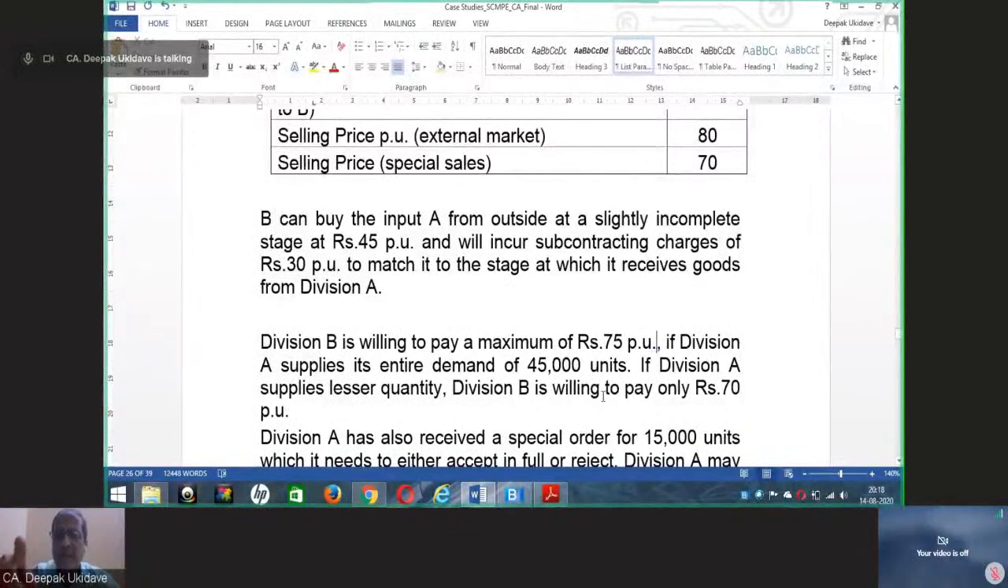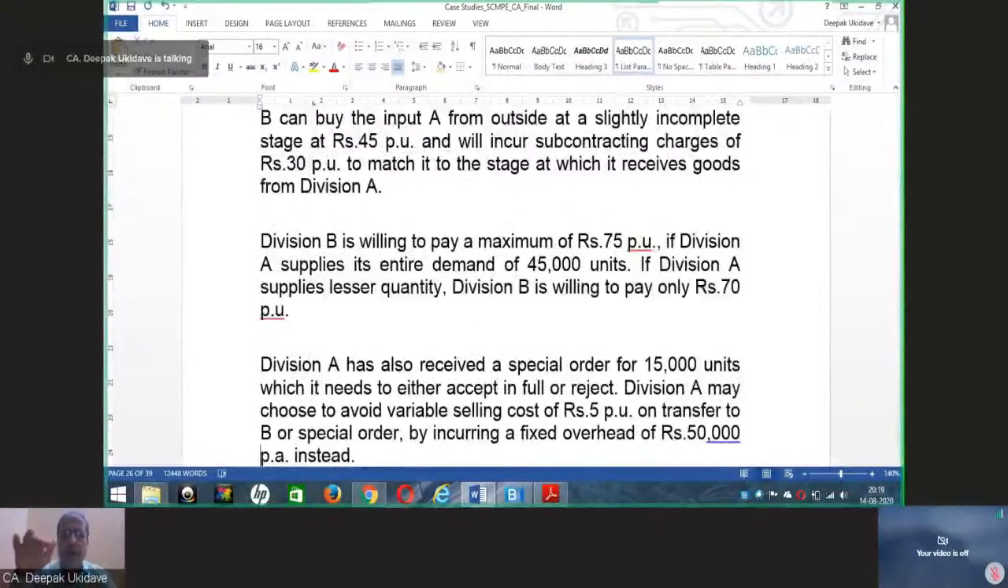I am ready to pay 75 rupees to division A provided they cater to my entire requirement of 45,000 units. Right? I am ready to pay only 70 rupees in case they supply any lesser quantity. I am very clear on this as division B manager. And as it is, I may get this from outside at 45 rupees in incomplete stage, incur some subcontracting charge of 30. So finally the price which I am willing to pay for this input will come to 75 rupees. So 75 rupees is the upper bar I have kept for this transfer price as division B manager.